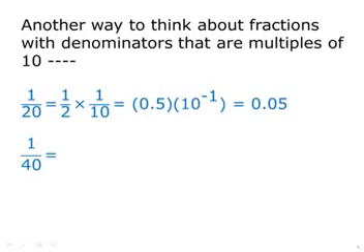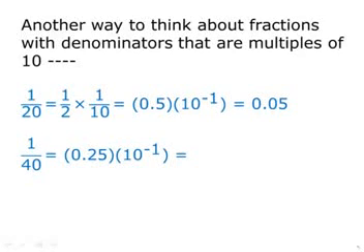Again, 1/40th, well, this is 0.25 times 10 to the negative 1. Again, slide the decimal place over one place to the left, I get 0.025, and that's the decimal for 1/40th.